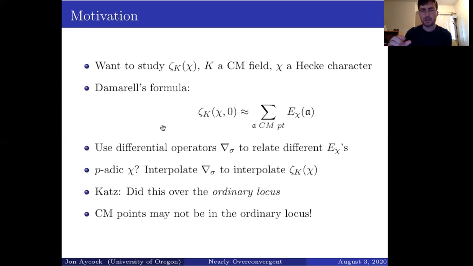But if the prime p is ramified or inert, then these CM points are actually outside of the ordinary locus for sure. And this is also able to be mimicked for other L functions as well. So you can do this for the L function of a modular form. This is done by Bertolini, Darmon, and Prasanna from 2013. So this is not the only way that you can use these CM points to find the values of a zeta function and these differential operators.